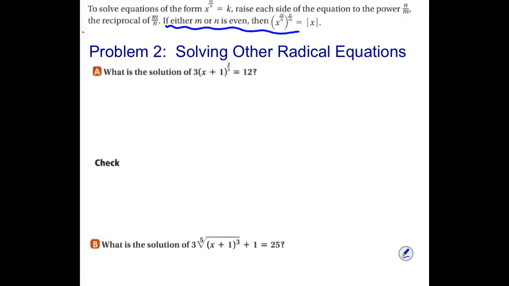Okay. So for our example, notice that this 3 outside here is not being raised to the power. So we need to move that out of the way first. We're going to have x plus 1 to the 2/3 power equaling 4, if we divide that over.